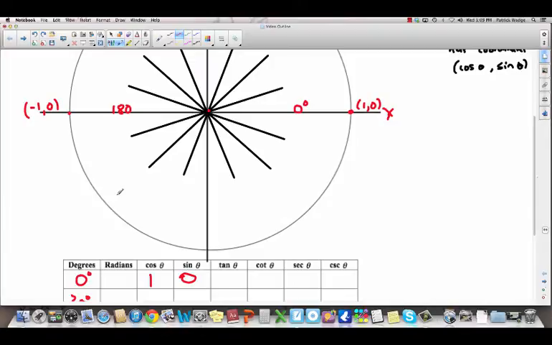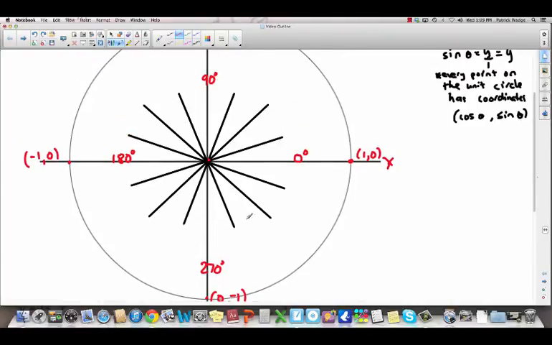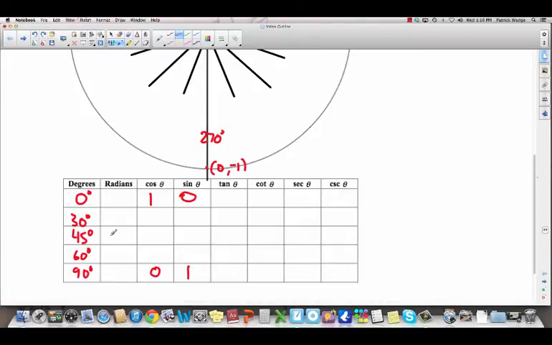And let's get 270. For 270 degrees, what's this point right here? That point is 0, -1. So cosine of 270 is 0, sine of 270 is -1. Great! Now, what about the rest of these angles? What about the 30s, the 45s, the 60s?